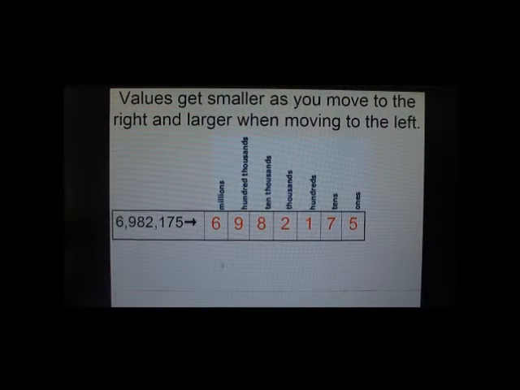Now when we read this number, we don't read it 6,900,000, 80,000, 2,000, 100, 70, and 5. We read it differently.